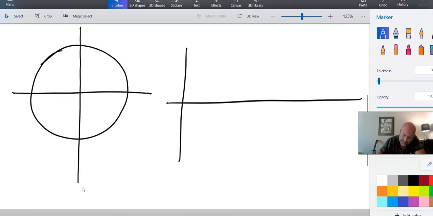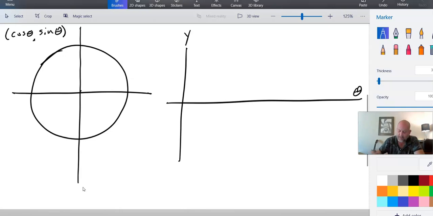Now, remember that for our coordinates, cosine theta and sine theta are the way we go. So that means that the x coordinate is cosine theta and the y coordinate is sine theta. So we're going to actually start this with looking at sine. So I'm going to label this y and this axis theta.